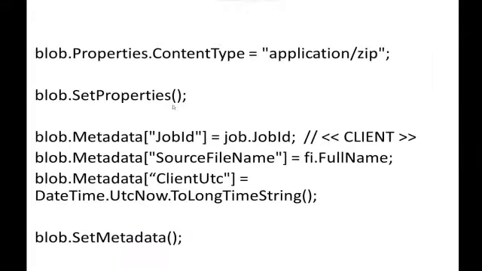And then metadata. So this is stuff that you won't recognize because I just made it up. A job ID or source file name, maybe the source file from the client, when it was uploaded in client time. Like I said, these can be whatever you want, and it's just a string and a value. And then blob.SetMetadata will result in a REST call back to Azure Storage to update the blob data with these new values.